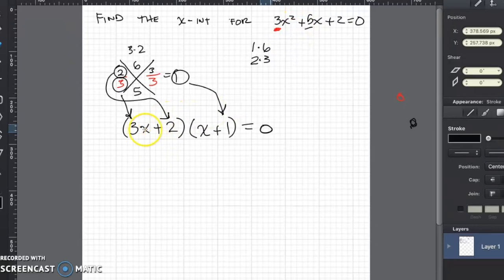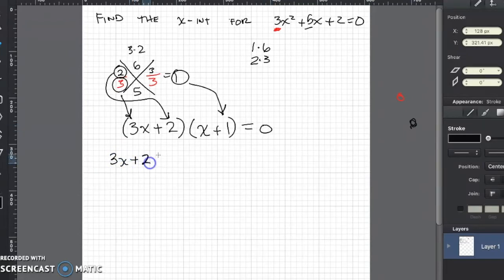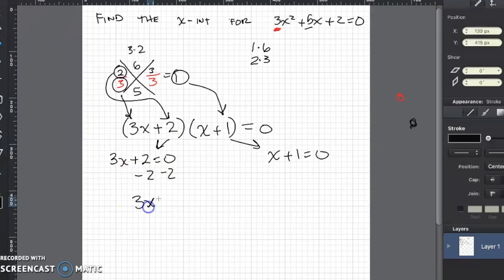And from there, I want to find my roots. I'm just going to set each of these equal to 0, because if one of them is equal to 0, then the multiplication of the two is going to be equal to 0. So I'm going to have 3x plus 2, and x plus 1, is equal to 0. That one went here, and that one went here, and they split up. I'll solve for x for each of these. Minus 2, minus 2. 3x is equal to negative 2, not a problem. And then divide by 3, divide by 3.